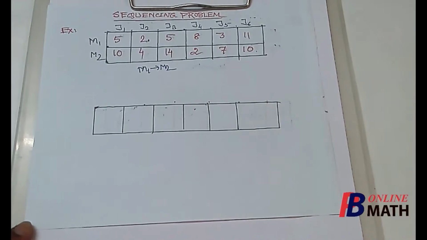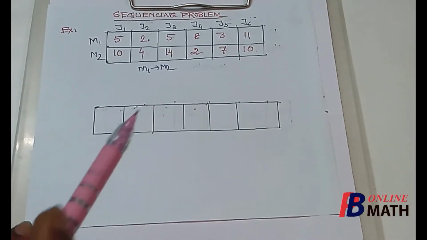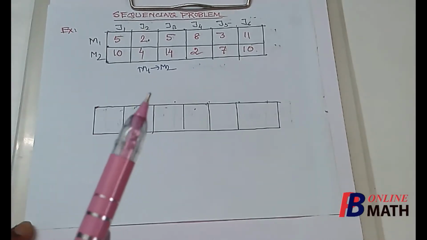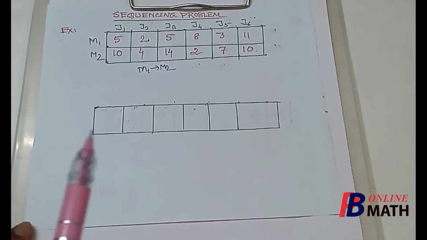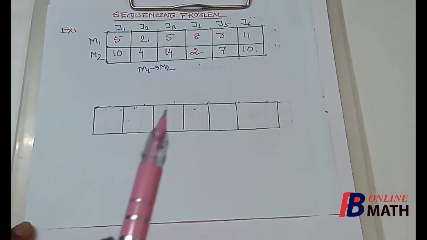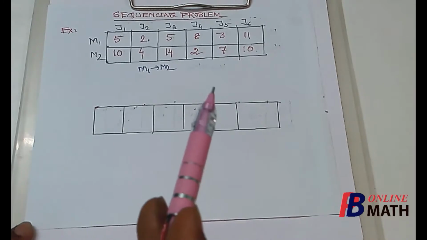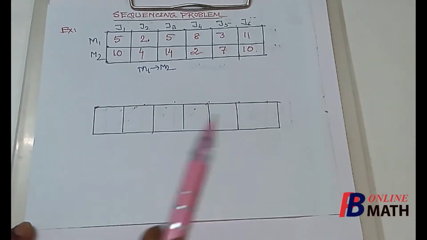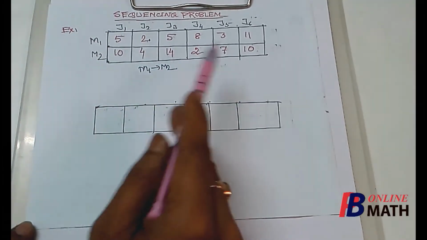Now the rule is that from this table we have to find the minimum element. If the minimum element appears in the first row for some job, then we shall put that job at the beginning of the sequence, and if that minimum element appears in the second row for some job, then we shall put the job at the end of the sequence. Now let us find the minimum element from this table.